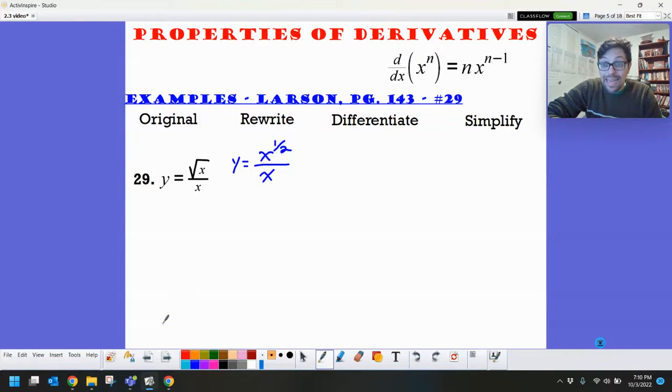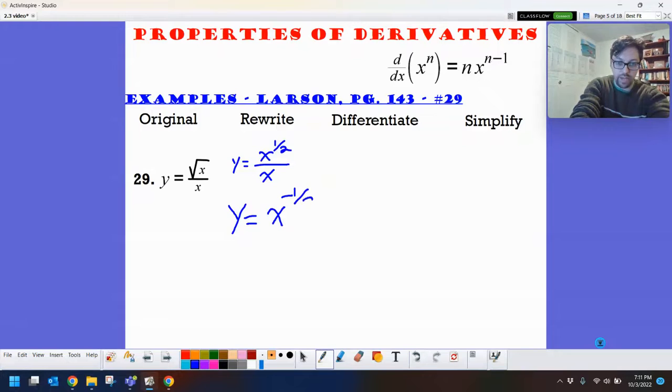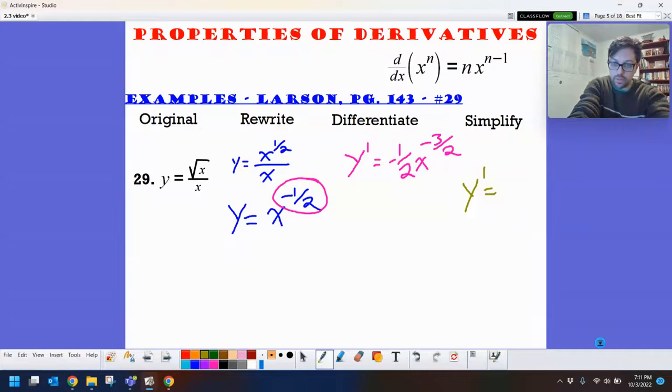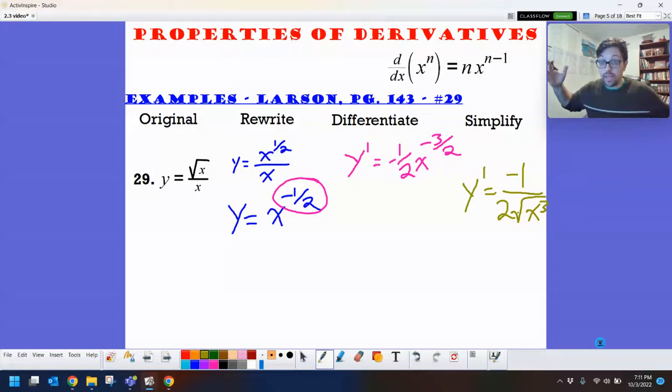In order to do this problem, I want to rewrite it a little bit so I can get that x to a single exponent. So that square root I can write as an x to the 1/2, and then apply my quotient rule of exponents and make this y equals x to the 1/2 minus 1, which is negative 1/2. And then we differentiate. y prime is going to be this exponent in front, which is a negative 1/2, x, and then negative 1/2 minus 1 is negative 3/2. If we wanted to simplify this, we can write it as y prime equals negative 1 over 2 times the square root of x to the 3rd. And that is our derivative.